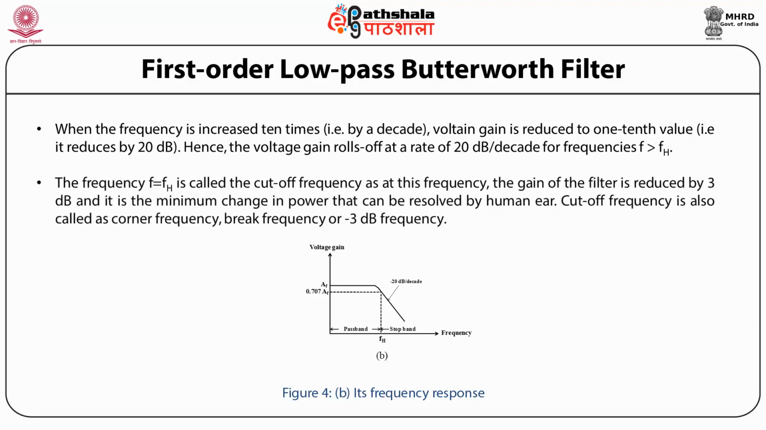The frequency f equal to fH is called the cutoff frequency, as at this frequency the gain of the filter is reduced by 3 decibels, and it is the minimum change in power that can be resolved by the human ear. Cutoff frequency is also called the corner frequency, break frequency, or -3 dB frequency.